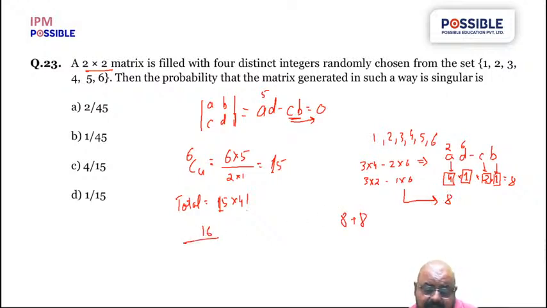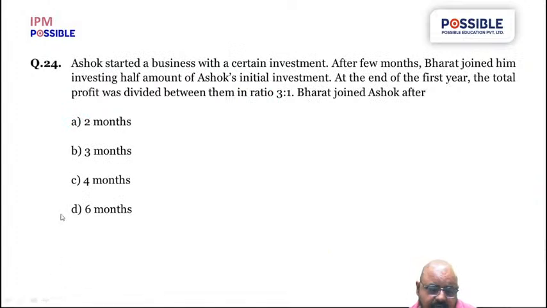Total cases are 15 into 4 factorial, and therefore the answer becomes 16 upon 15 into 4 factorial. So this would be 16 is 8 into 2. 15, 4 factorial is 4 into 3 into 2 into 1. So the 4 2s are 8 gets cancelled, and therefore 2 upon 45 becomes the answer. Not something that you should look to do in the exam.